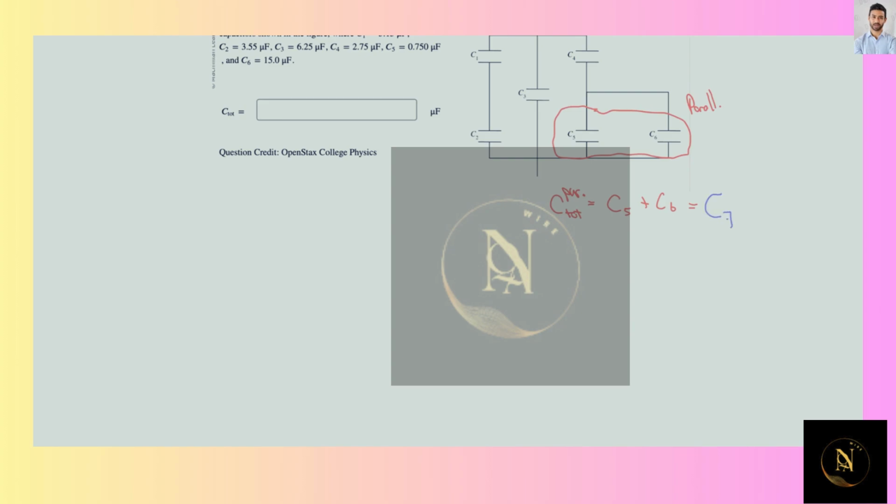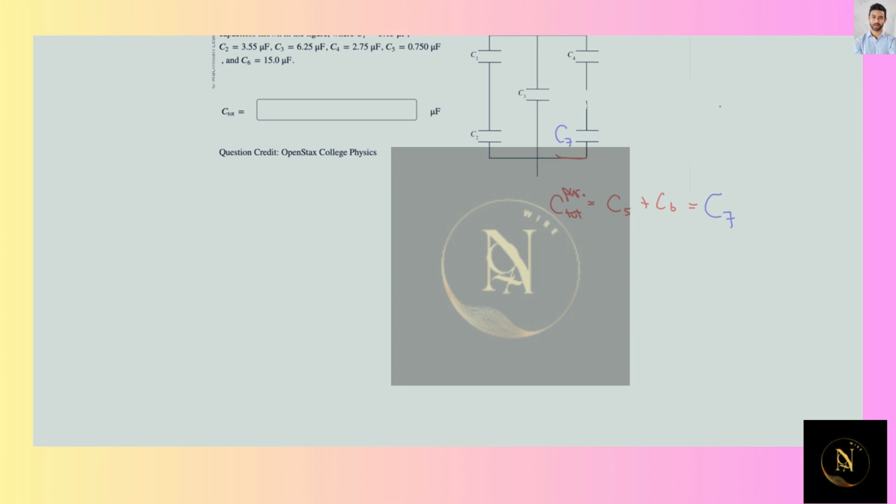Okay? So after we have reduced this value, we can erase this part of the circuit. And now, instead of having C5, we're going to have C7. This is going to be the equivalent capacitance that we're going to have for that. Okay, I'm going to track all of the values over here to continue reducing our circuit.